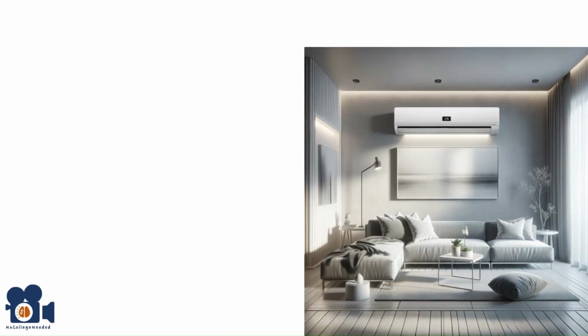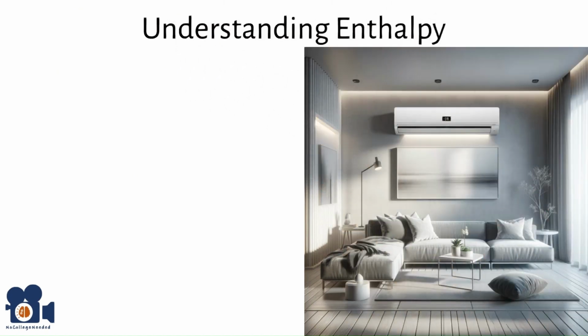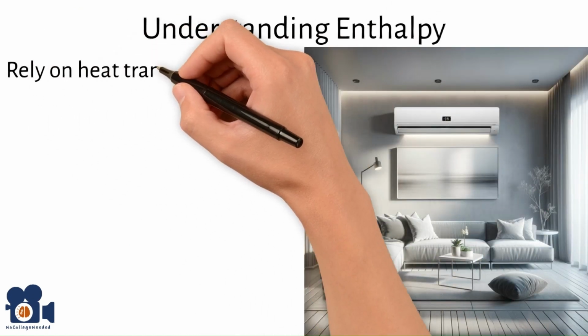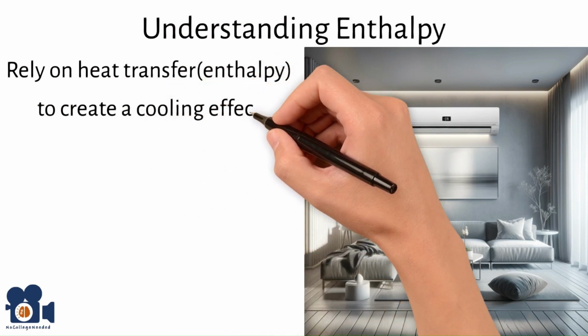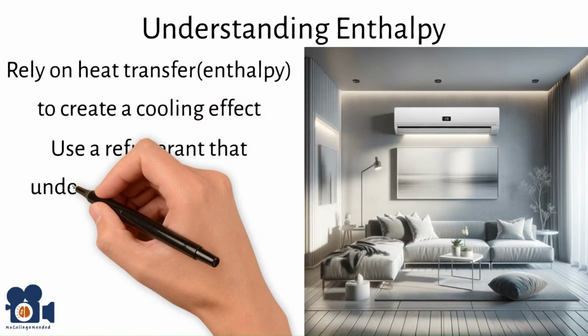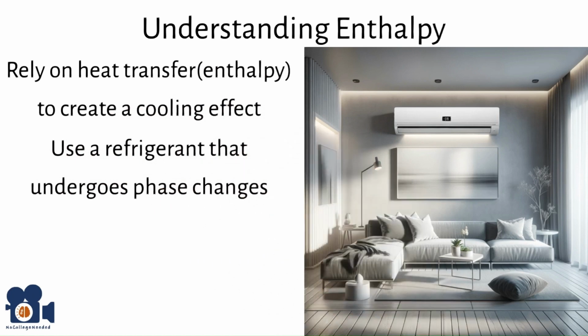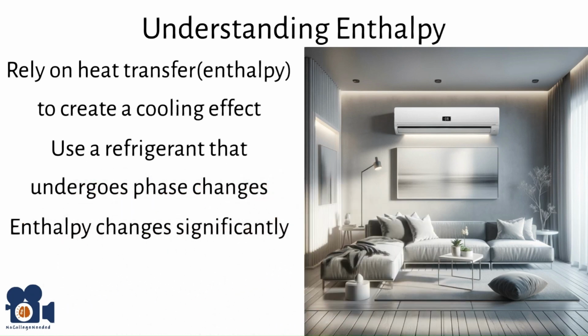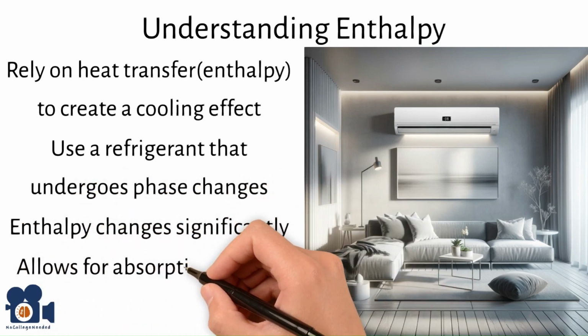For example, modern air conditioning or refrigeration wouldn't be possible without the understanding of enthalpy. These systems rely on the transfer of heat, enthalpy, to create a cooling effect. Essentially, they rely on vapor compression cycles, which use a refrigerant that undergoes phase changes from liquid to gas and then back to liquid in a closed system. During these phase changes, the enthalpy of the system changes significantly, allowing for the absorption and release of heat.